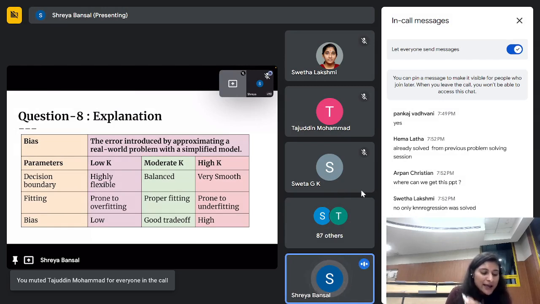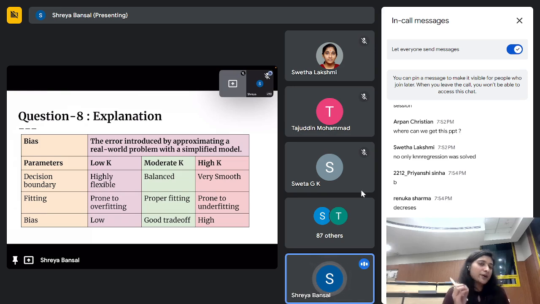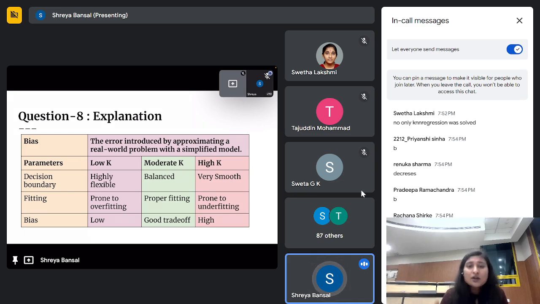So, what is bias? Bias means the error introduced by approximating a real world problem with a simplified model. Let's say you have data and you created a very simple model, because you have more complex models for particular types of data, but you just started with a very simple model. The error that is introduced by using this simple model is called bias.